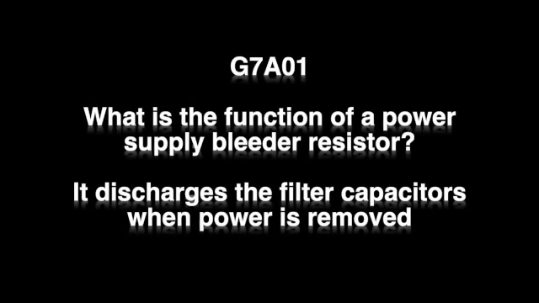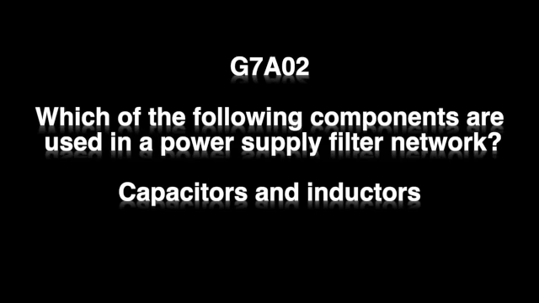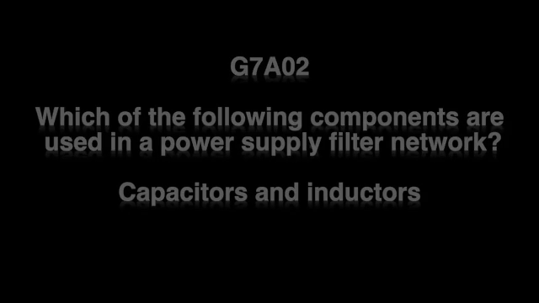Group G7A: power supplies, schematic symbols. G7A01. What is the function of a power supply bleeder resistor? It discharges the filter capacitors when power is removed. G7A02. Which of the following components are used in a power supply filter network? Capacitors and inductors. G7A03. Which type of rectifier circuit uses two diodes and a center tap transformer? Full wave.